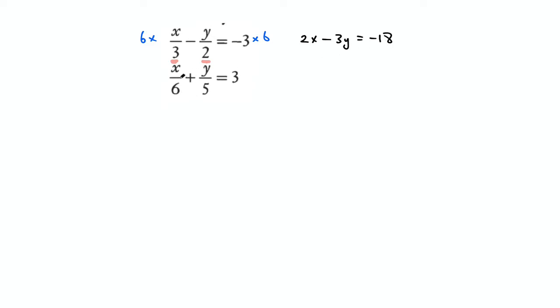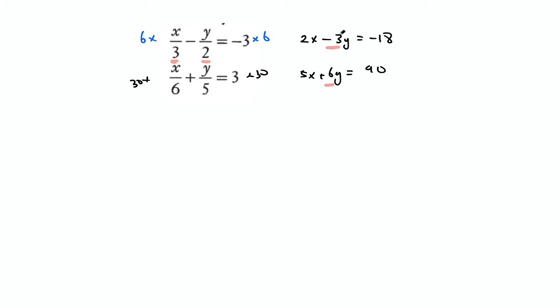For here, we have to multiply both sides by 6 times 5. That's 30. Doing that, we end up getting 5x plus 6y is equal to 90. And now we want to get rid of one of the variables. So let's get rid of the y variable here.